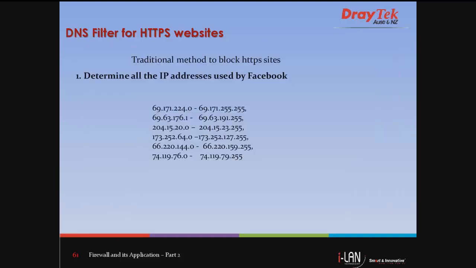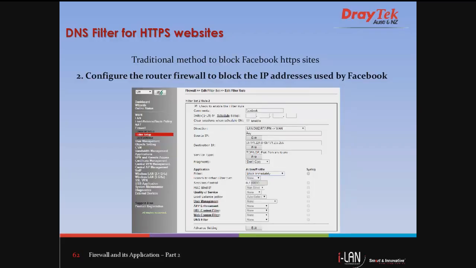The traditional way to block HTTPS websites is to determine all the IP addresses of the website. You would probably spend more time to determine all the IP addresses used by Facebook. To block Facebook in a traditional way is to create a filter rule for each IP range or subnet that Facebook uses.